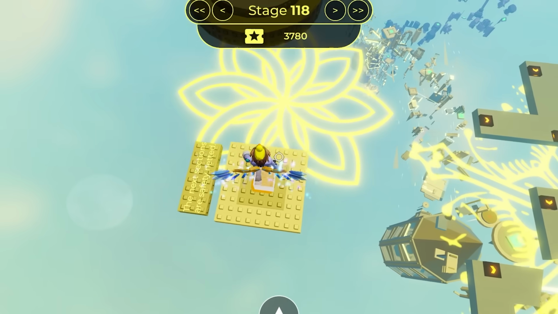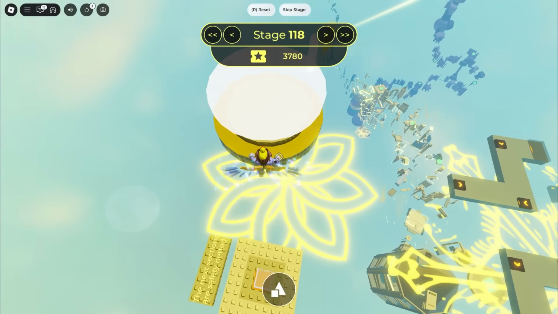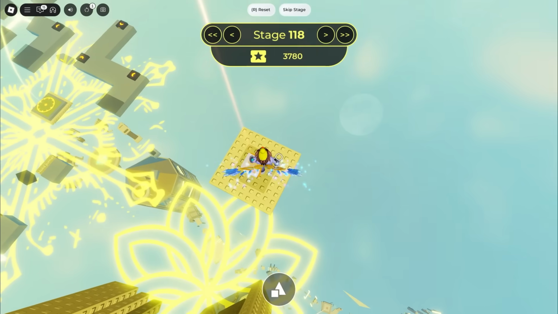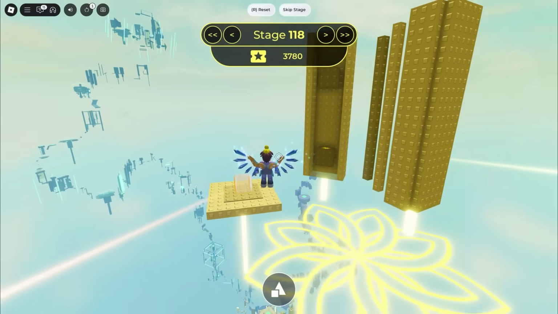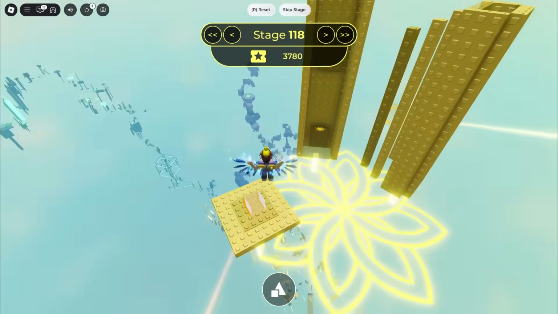Am I able to ladder flick off that? Maybe I don't need to. Yeah, I can just do that. So now I don't have to do that again unless I hit an insta-kill. Alright, let's see what's going on here.